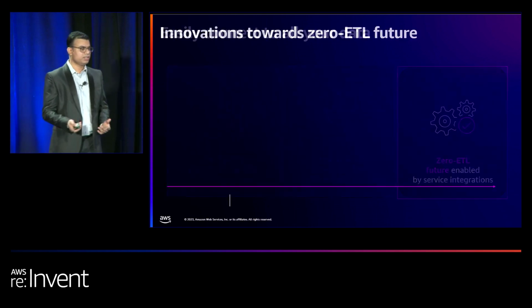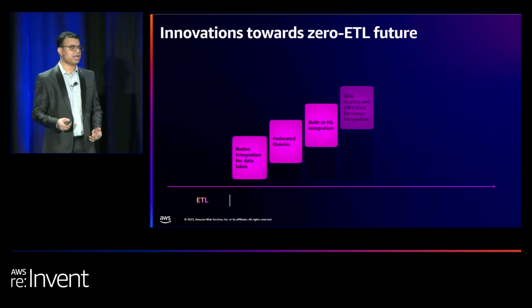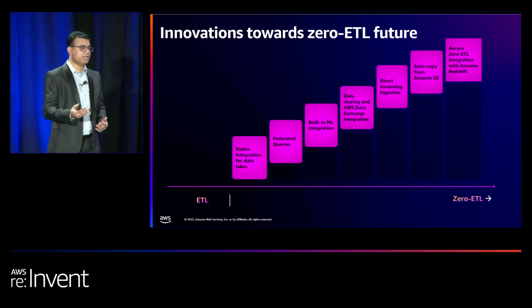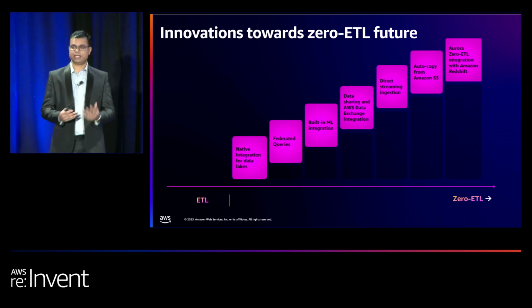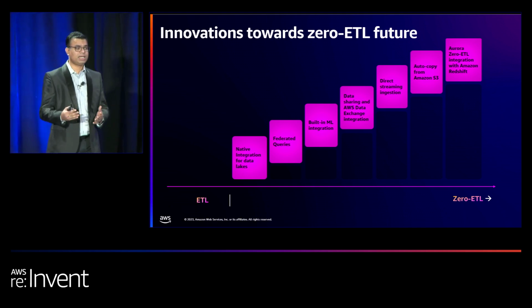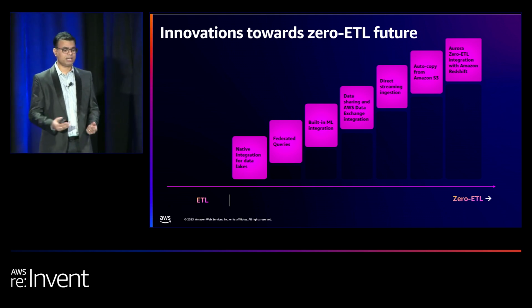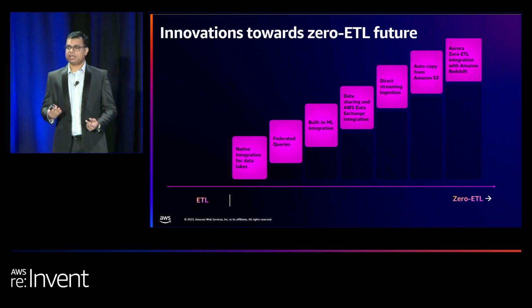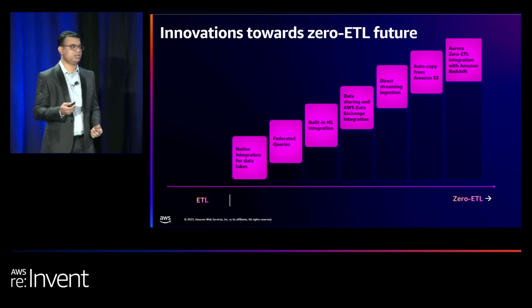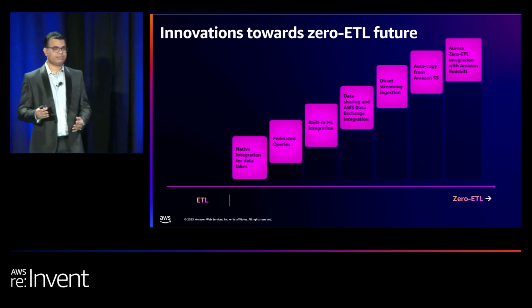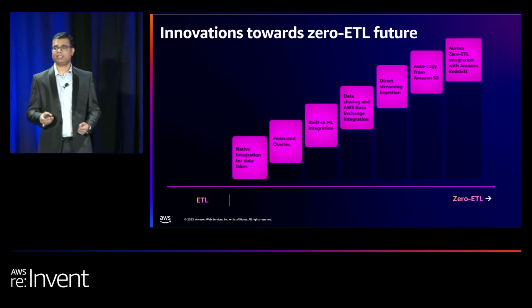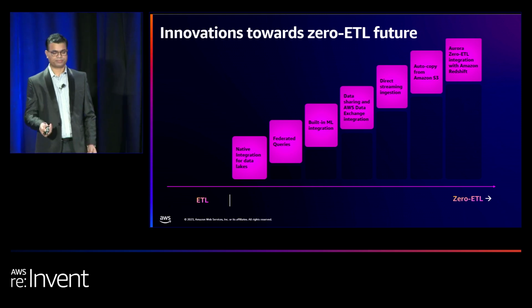And for that, we have added many capabilities at AWS. For example, we built native data lake integrations with multiple AWS data services. We are providing federated queries. We are providing built-in ML across multiple data services. And very recently, we made the Amazon Aurora zero-ETL integration with Amazon Redshift generally available. In the next slides, I will dive deep into all of these capabilities along with the use cases and the architectures.